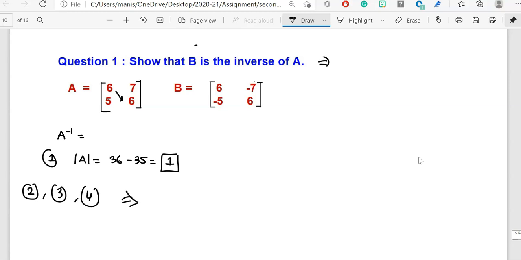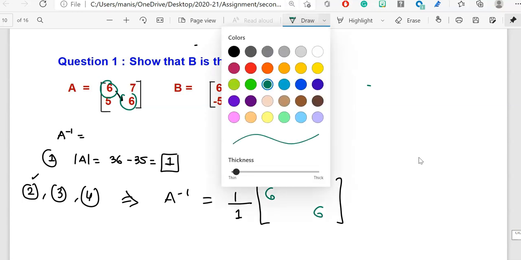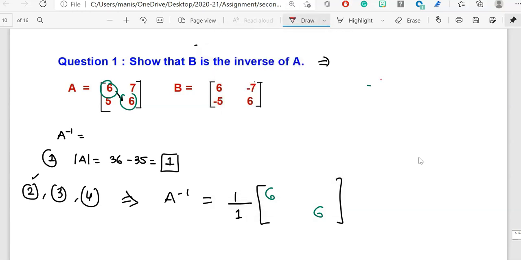Now do keep in mind, if my answer for A inverse looks like this over here, then I can say B is the inverse of this. So the first step is, I need to write it like this, 1 over 1, because it is 1 over the determinant of A. Step number 2 says, change the position of these. Since these are 6 and 6, it will still look like 6 and 6. And step number 3 says change the sign. So I will change the sign of 7 to -7, and this to -5.